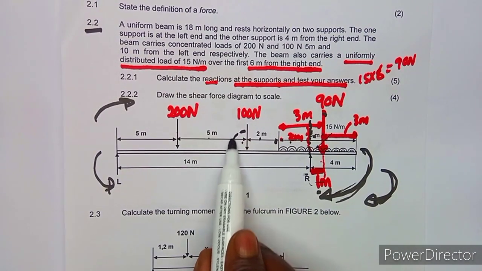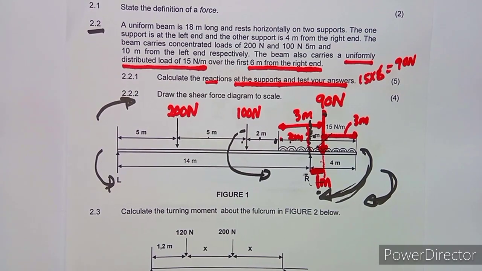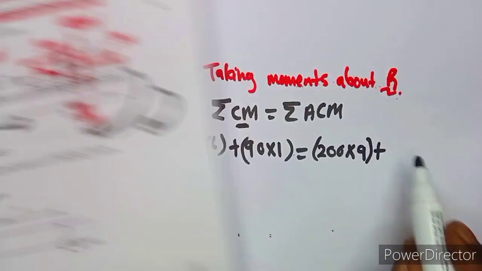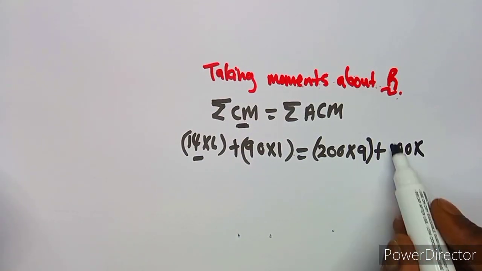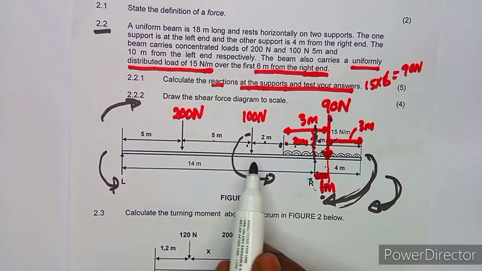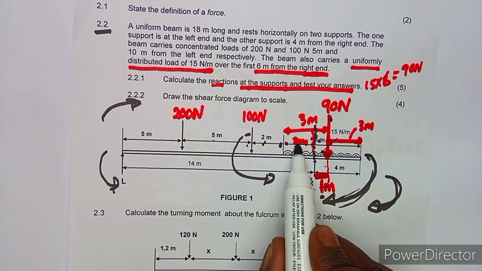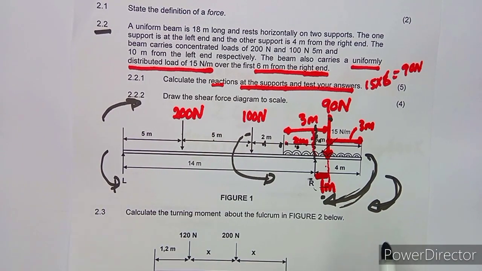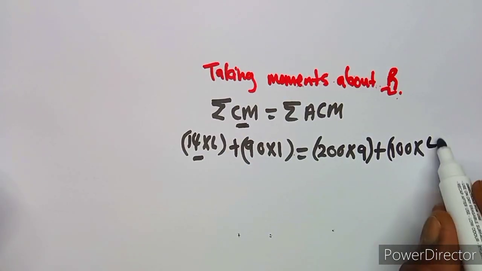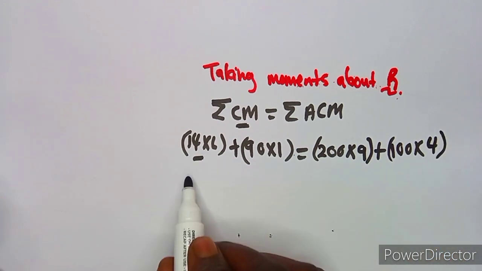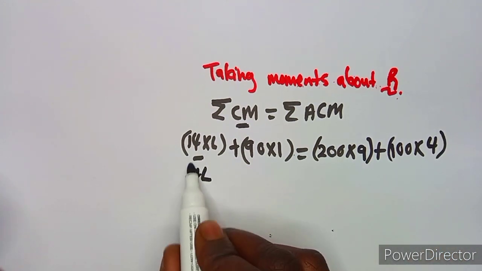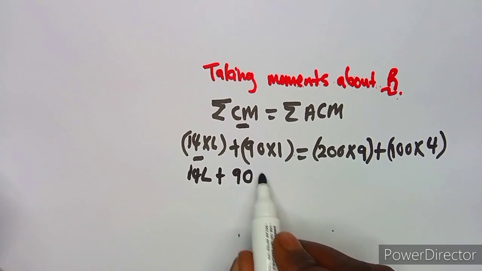Plus, also this one is on the anti-clockwise because it's going to move this way. It's anti-clockwise. So it's 100 times, let's see the distance between 100 and R here. So it's 2 and 2. So 2 plus 2, which is 4. So it's 100 times 4. All right. So we are going to have 14L plus 90, which is equal.